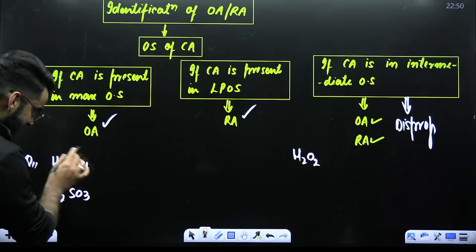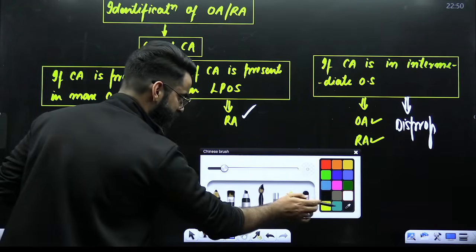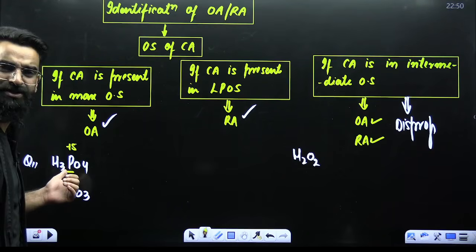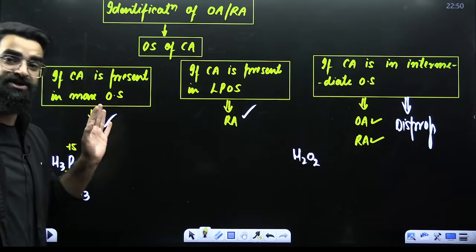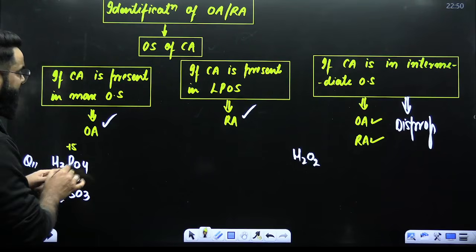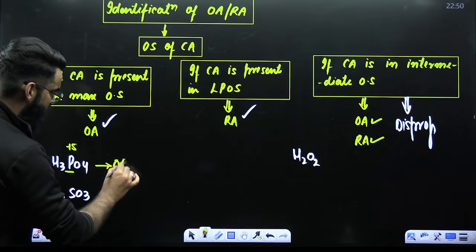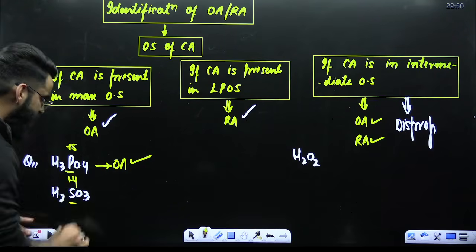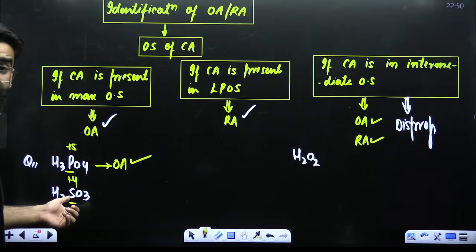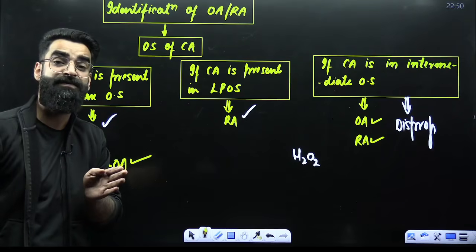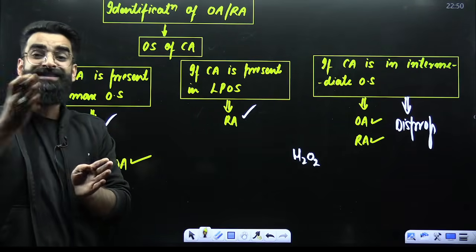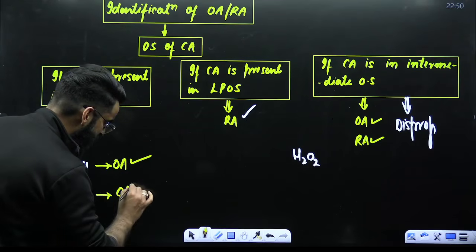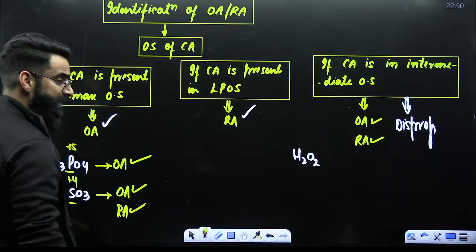For example, I need to check whether this compound is an oxidizing agent or a reducing agent. How do I check it? Get the oxidation state of phosphorus. Phosphorus here is in +5 oxidation state, and +5 is the maximum oxidation state which phosphorus shows. So the central atom is present in its maximum oxidation state, so it is going to behave like the oxidizing agent, right? Talk about sulfur. Sulfur here is in +4 oxidation state, which is the intermediate oxidation state of sulfur. It can increase as well as decrease its oxidation state. If sulfur is present in intermediate oxidation state, it can behave like an oxidizing agent as well as a reducing agent.